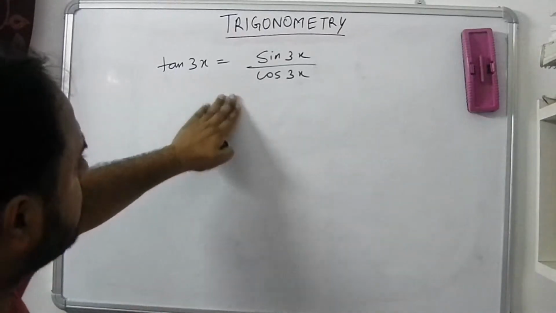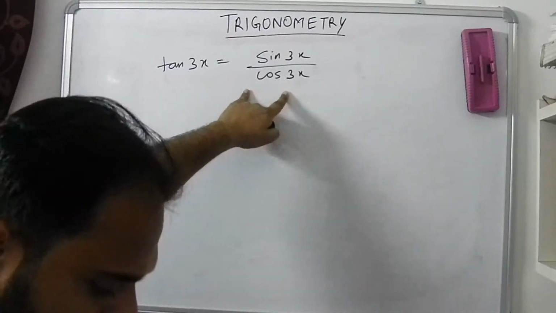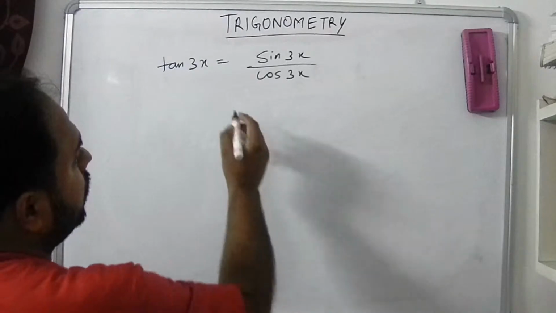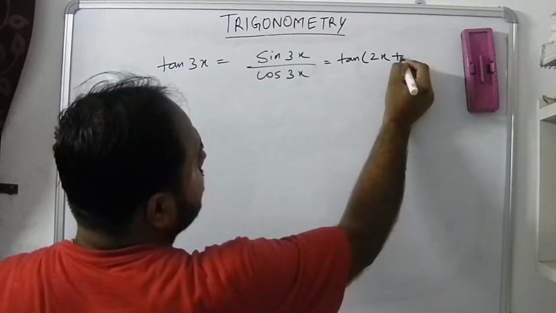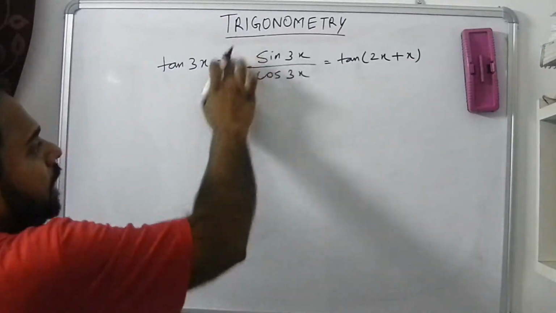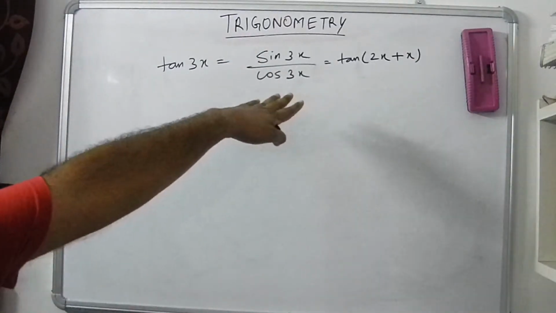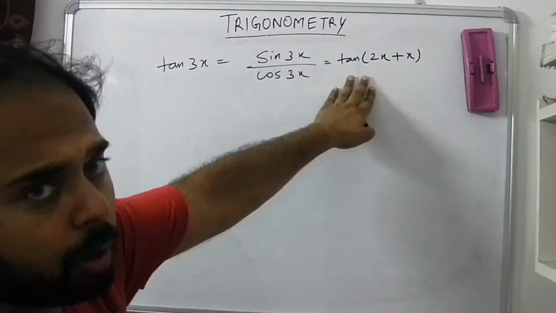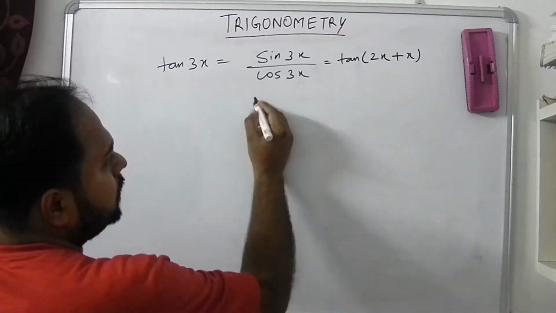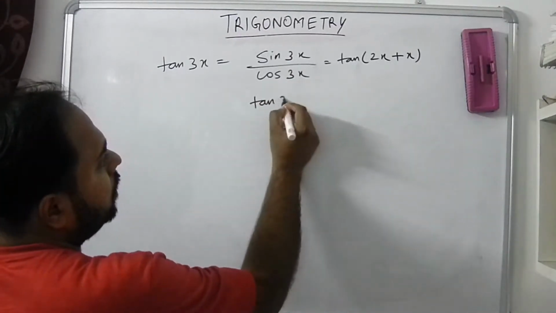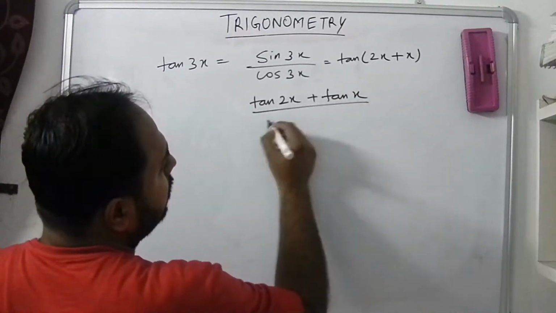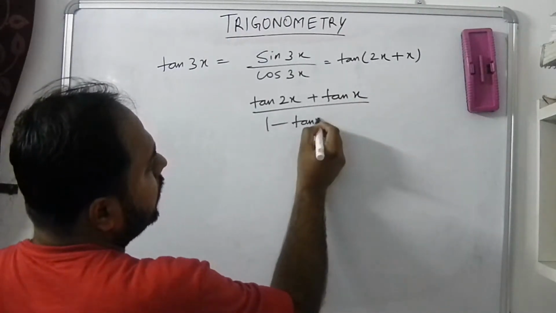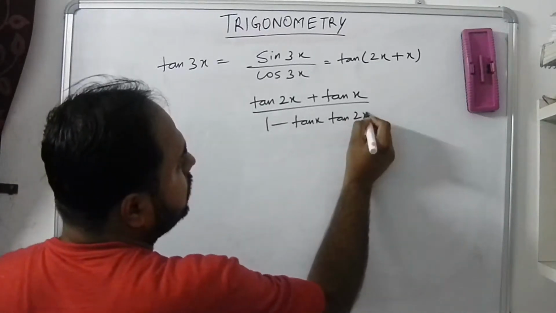This is one way of doing it. Or else we can simply write it as tan of (2x plus x). So there are two ways of expanding it. Let's take the ratio, or directly do it for tan(2x plus x). We know the formula of tan(a plus b) is tan a plus tan b upon 1 minus tan a tan b, so here it is tan x plus tan 2x upon 1 minus tan x tan 2x, right?